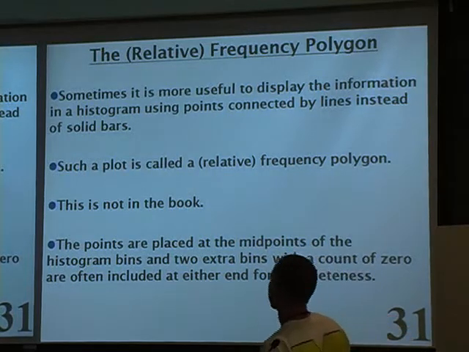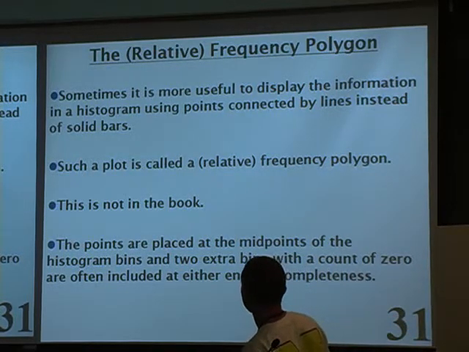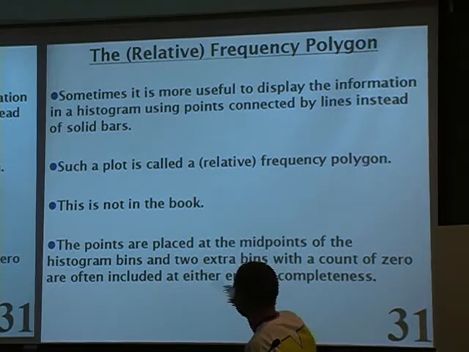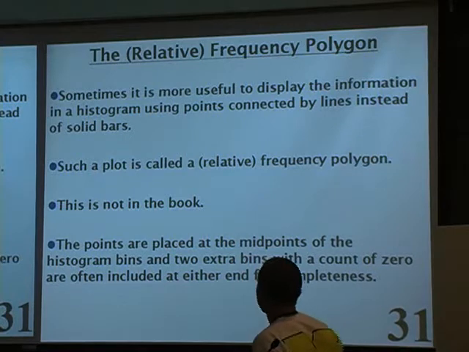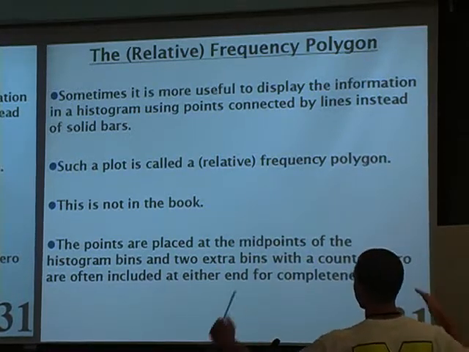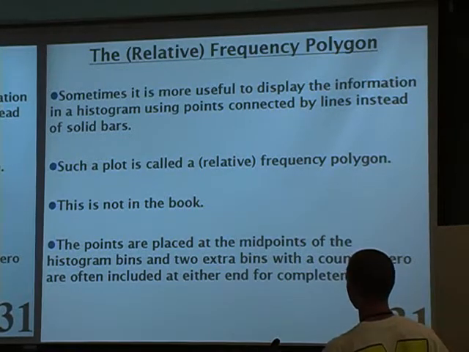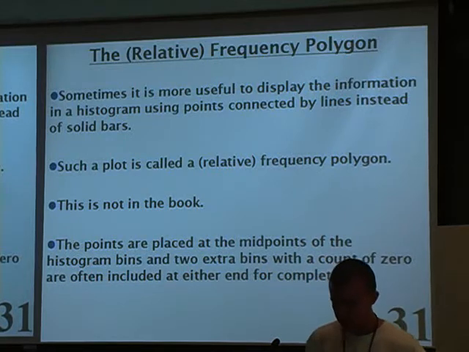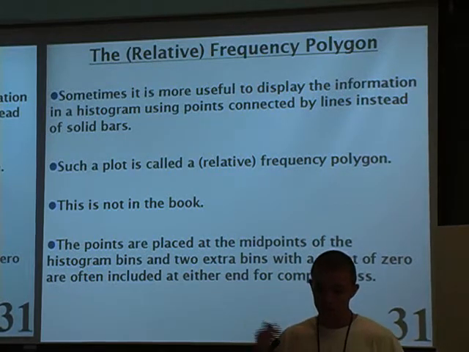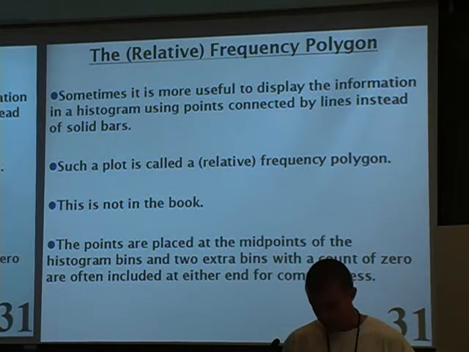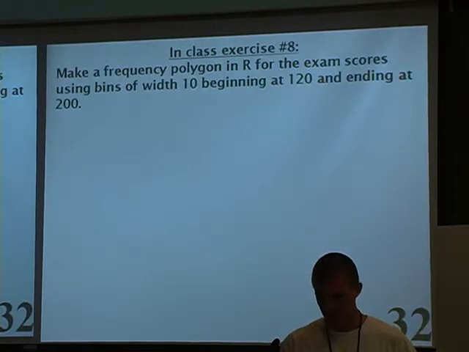They don't talk about this in the book, but from a histogram, it's easy to generalize. By convention, we usually use the midpoints of the histogram bins, and then they include 2 extra bins at either end, just so you get it going back down to 0 so it looks complete. And I'll demonstrate that for you. Now, there's no function in R that I know of to make a polygon, but that's okay, because you can trick the histogram function into making a polygon for you.